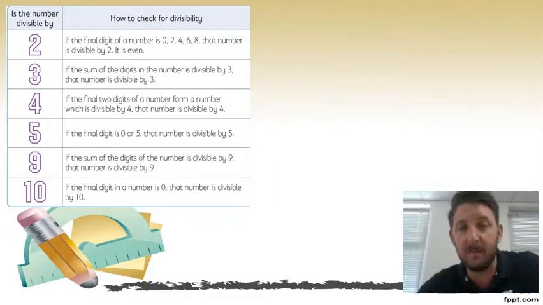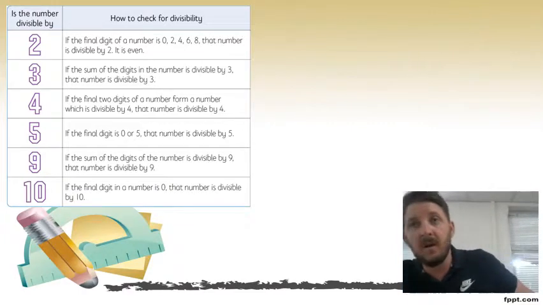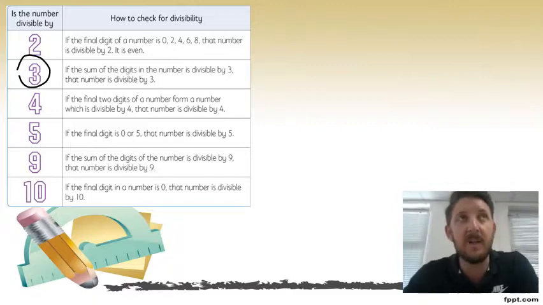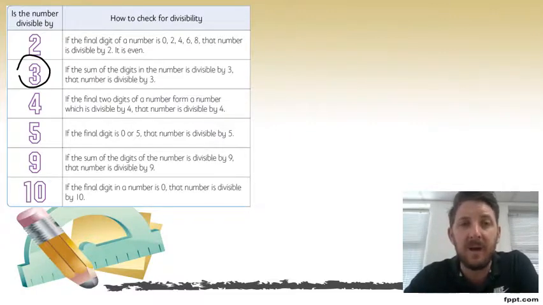If we now look at some of the harder ones, we can look at our 3s. Now our 3s, we need to add up all of the digits. Another word for add up is the sum of the digits. And if they add up to a number that is divisible by 3, that 3 can fit into, then we can say the whole number is divisible by 3.